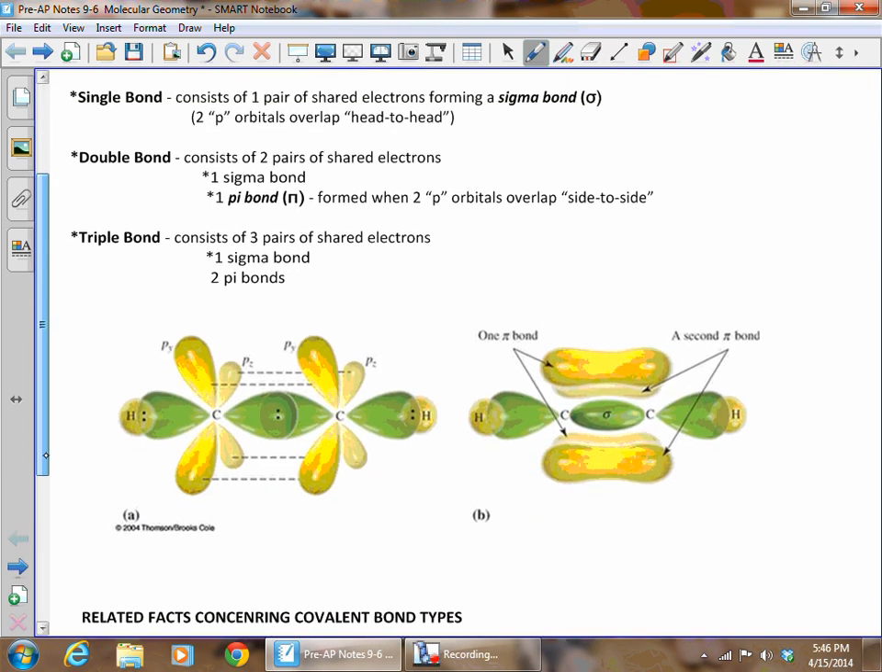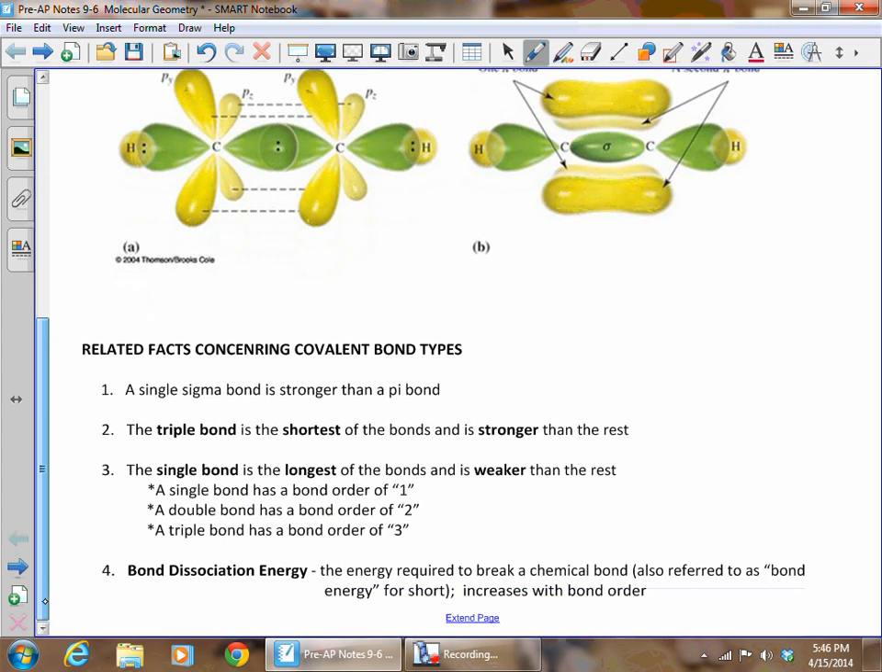Now, what kind of characteristics do these bonds have? First of all, a sigma bond is stronger than a pi bond. Okay? And it's all about the physicality of it. It's all about the geometry. In order to form the sigma bond, it's really easy. They meet up, and you can see it up here. They meet up head to head. It's really easy to get to. Physically, they just get to a sigma bond easily.